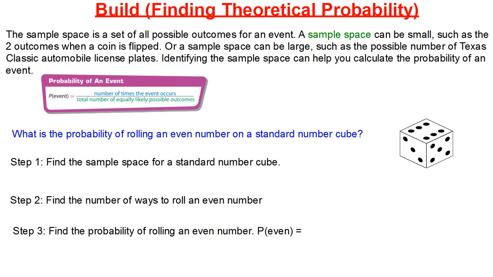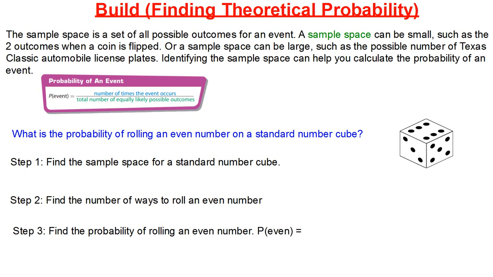So today's focus is going to be finding theoretical probability. There are basically two types of probabilities that we're going to focus on: theoretical probability as well as experimental probability. Theoretical is everything that's supposed to happen if the total number of outcomes is equally as likely.